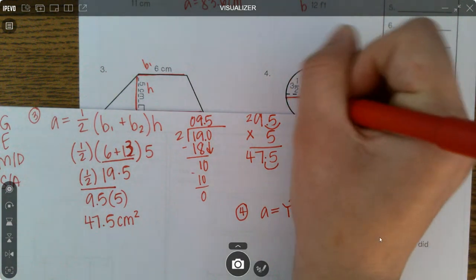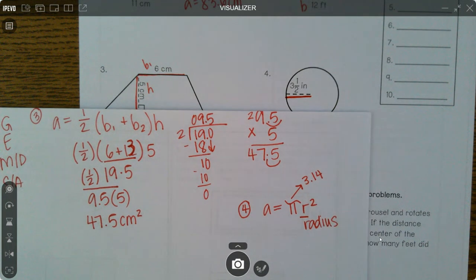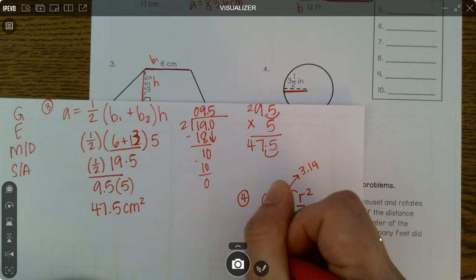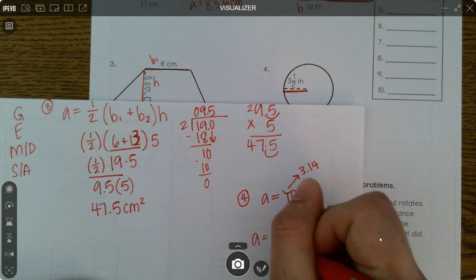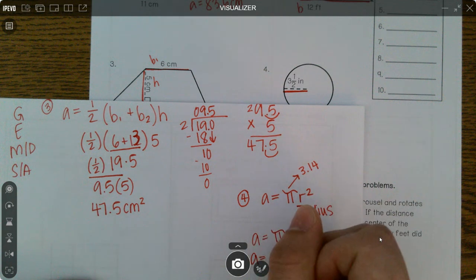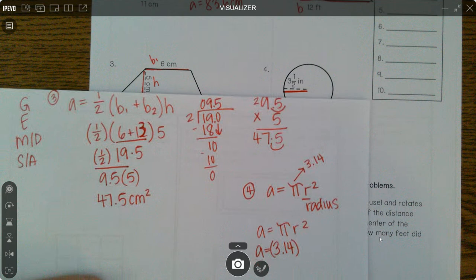Radius being half, the halfway point, half of the diameter. So when I look at this and plug it in, I'm going to rewrite it because I labeled my formula. So when I rewrite this formula, I'm going to say 3.14, and I just put everything in parentheses.